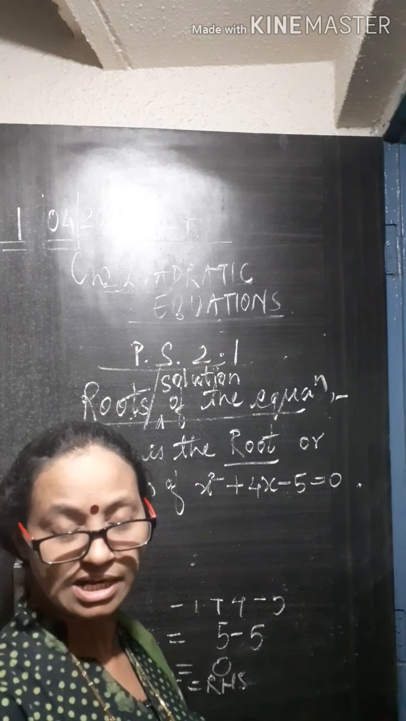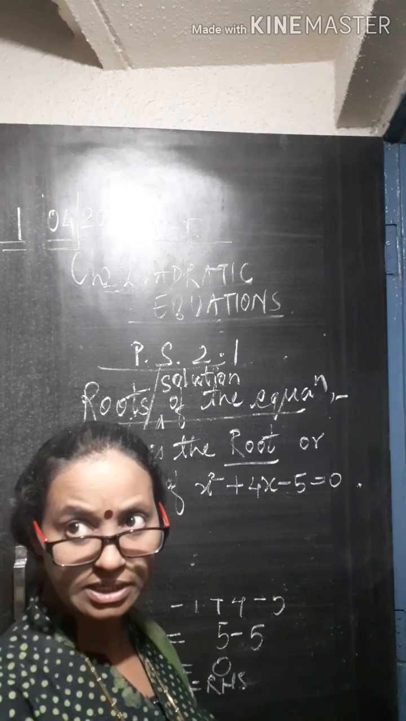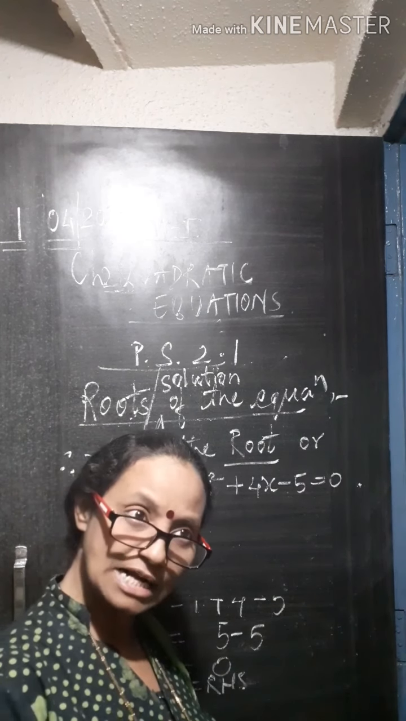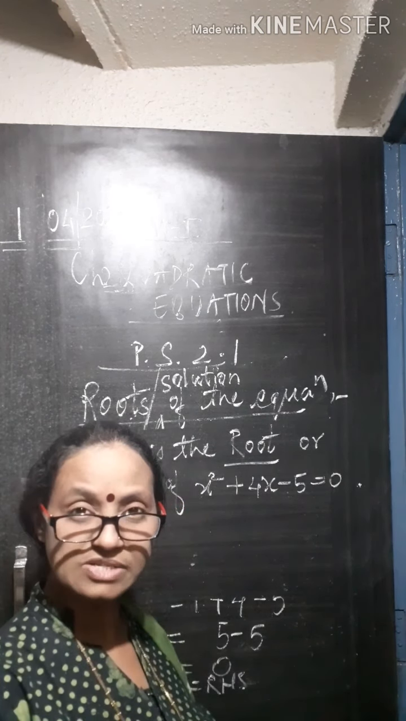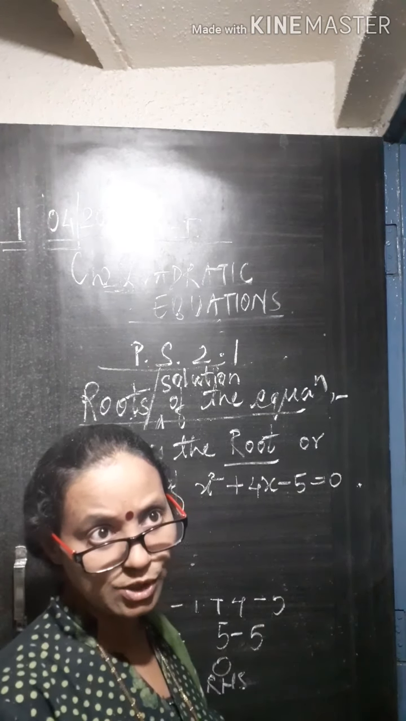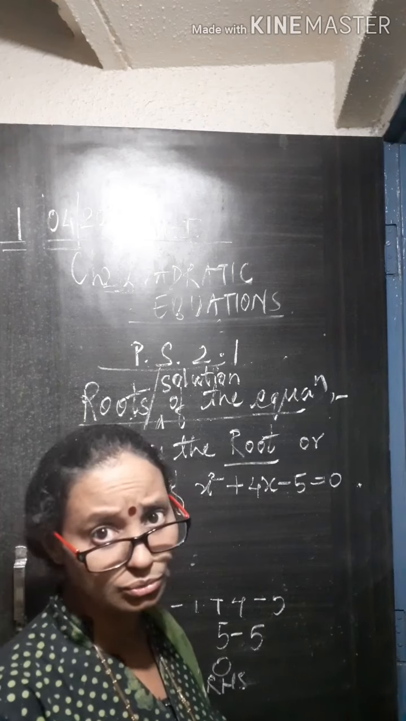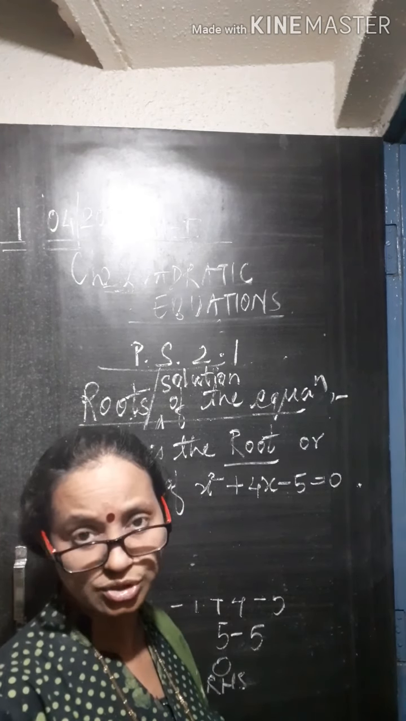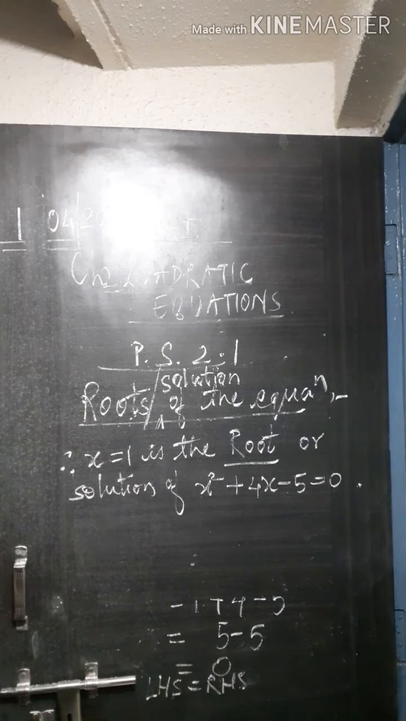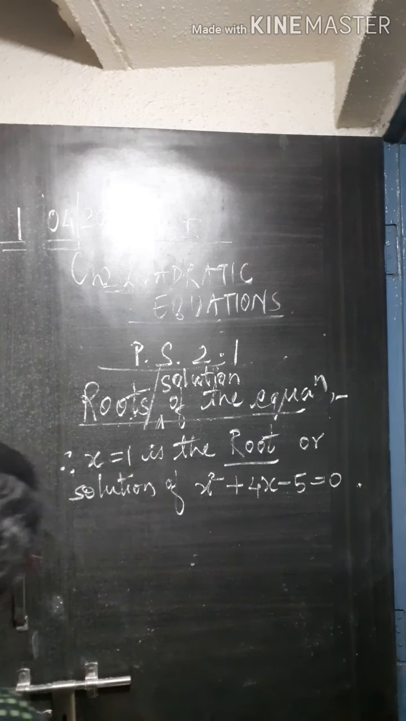Again, will it give me left hand side equal to right hand side? If it does, what do I say? Again, this x equal to minus 1 is also the root of the equation, or solution of the equation. But if it does not give, then we say it is not the root, or not the solution of the equation. Right? So let us solve it for x equal to minus 1.